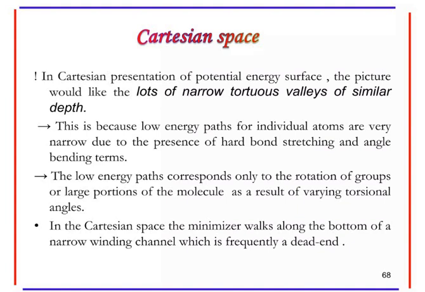So, Cartesian space. What is this Cartesian space? A Cartesian representation of the potential energy surface looks like lots of narrow valleys of similar depth. This is because the low energy paths of the individual valleys are very narrow, due to the presence of hard bond stretching and angle bending terms. The low energy paths correspond only to the rotation of a group or a large proportion of the molecule as a result of varying torsional angles. So in Cartesian space, the minimizer walks along the bottom of a narrow winding channel, which is frequently a dead end.